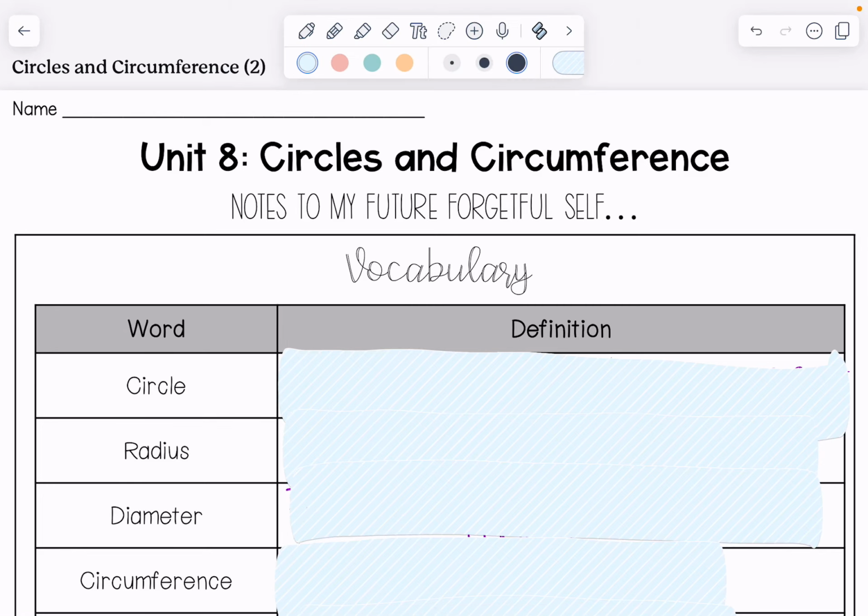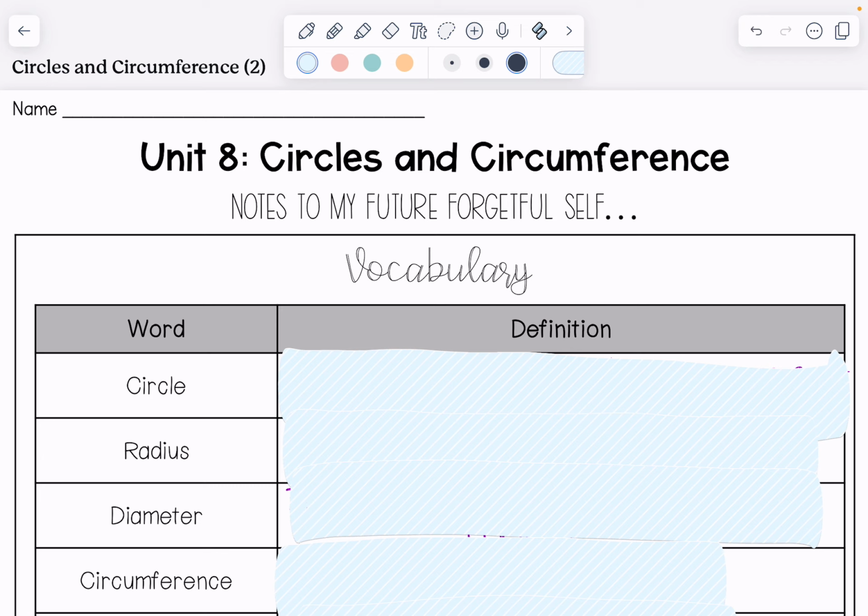Hi, 7th graders. Today we're going to talk about circles and circumference. So we'll do a quick review of some circle vocabulary, and then a little bit about circumference, and then we'll also move on to figuring out perimeter of what we call composite shapes.